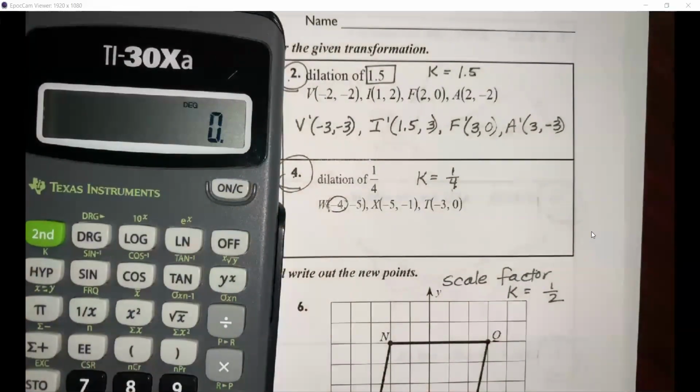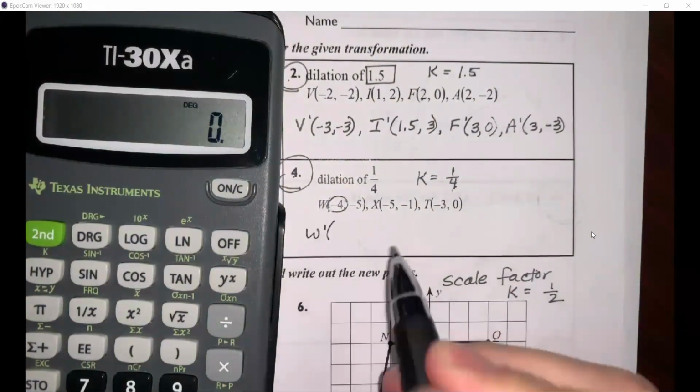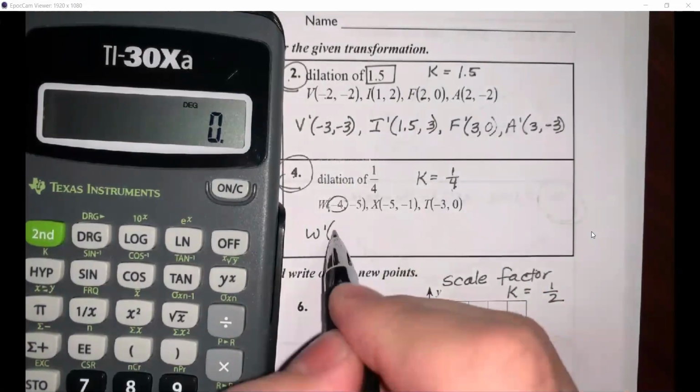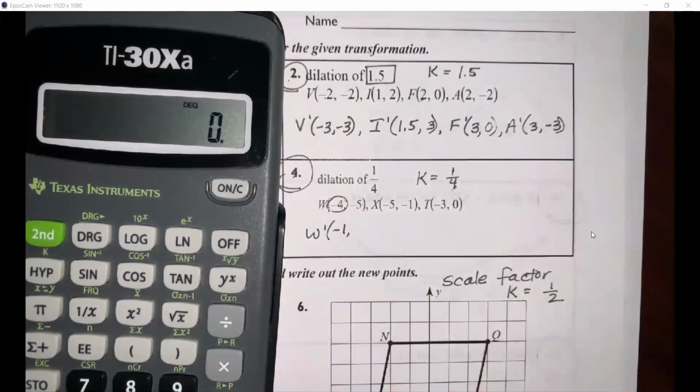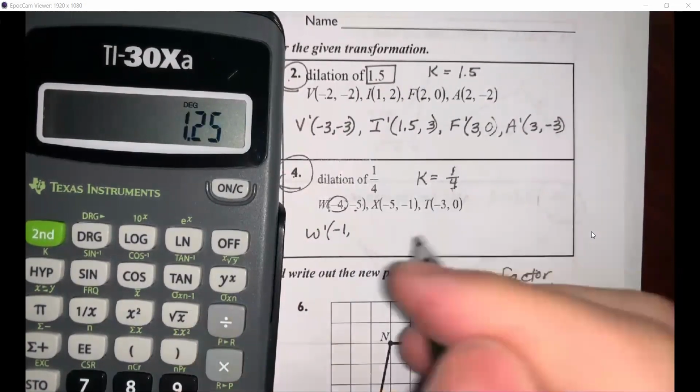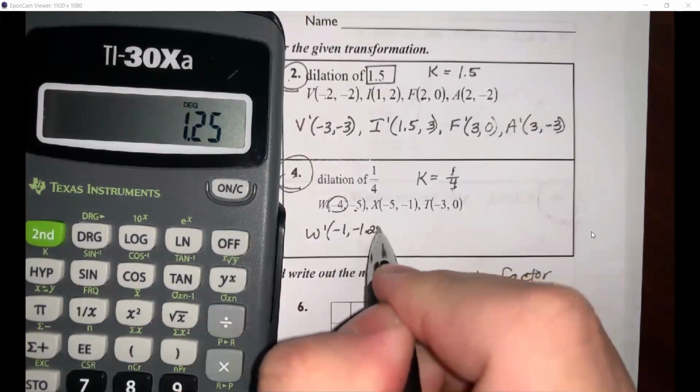So that's what we'll do. My new W is located at -4 times 1 is -4, over 4 is -1. If I do the same thing with -5, that's going to be -5 divided by 4. So it's either -5/4 or I'm just going to do -1.25.